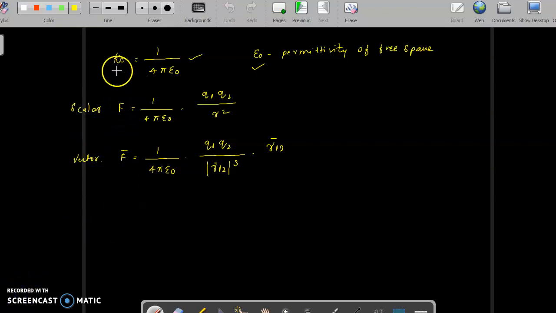The value of Ke, the electrostatic constant, 1 by 4 pi epsilon naught, is approximately equal to 9 times 10 power 9 Newton meter square per Coulomb square. So by using this formula, we can identify the force of attraction on a point charge due to n number of other charged particles distributed in the space.